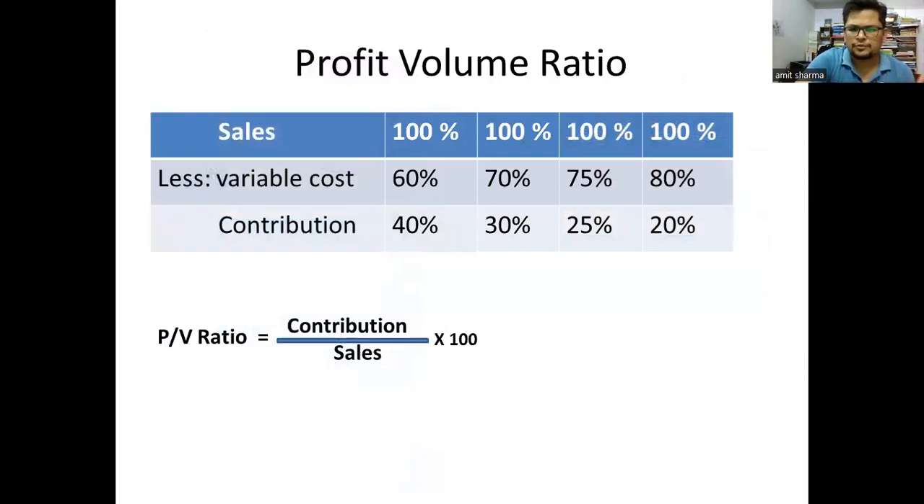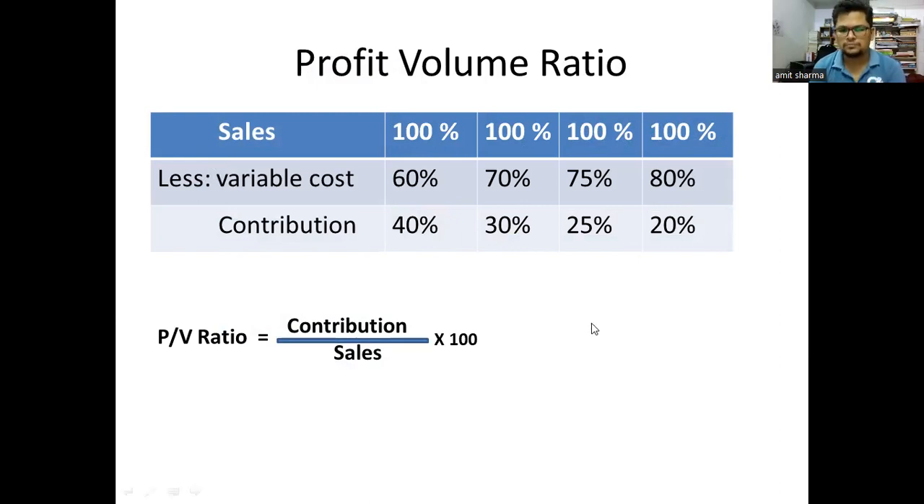The profit volume ratio. Suppose the sales is 100, the variable cost is 60, then the contribution will be 40%. And you can see if the variable cost is changed from 60 to 70, 70 to 75, 75 to 80, with the same pace, the contribution percentage is also reduced. When the variable cost is increasing, the contribution percentage is also decreasing with the same rate.